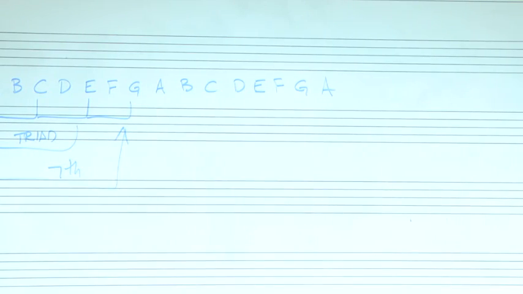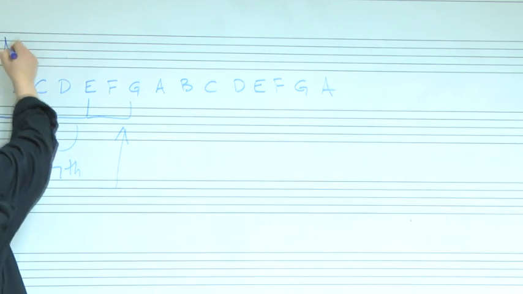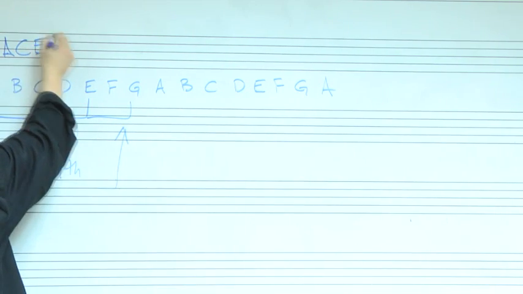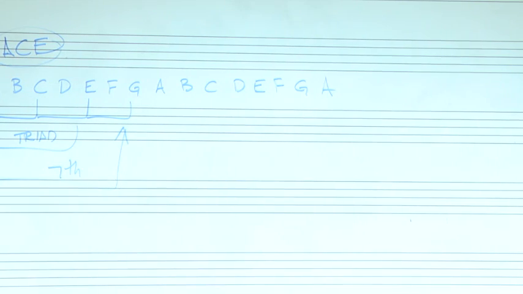So, sorry. A, C, E, ACE is a triad, right? That'd be an A chord. Yeah, ACE is a triad, because there's three notes. Right. Now, from there, we can say, well, what kind of ACE are we talking about?